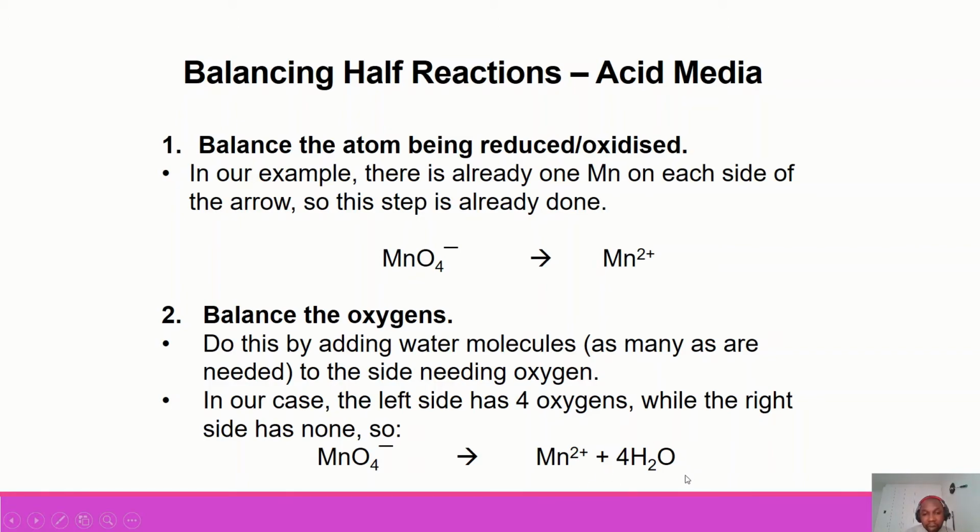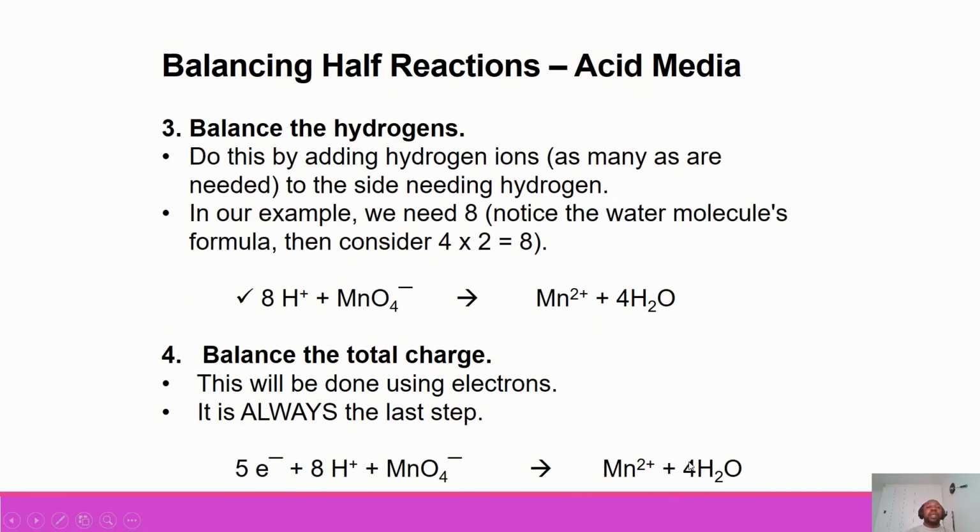So how many oxygen do they need? They need 4 because we are having 4 here. So you're going to add 4 water molecules to that side. So in our case, the left side has 4 oxygen, while the right side has none. So you're going to add 4 water there to make it 4 oxygen. So you can see the manganese is balanced, the oxygen now is balanced. Now let's move to the next step.